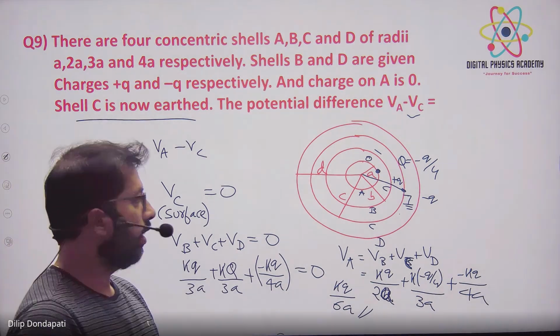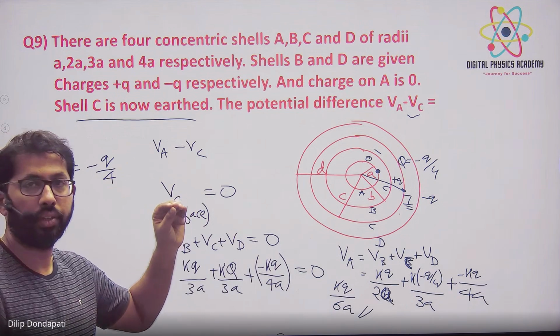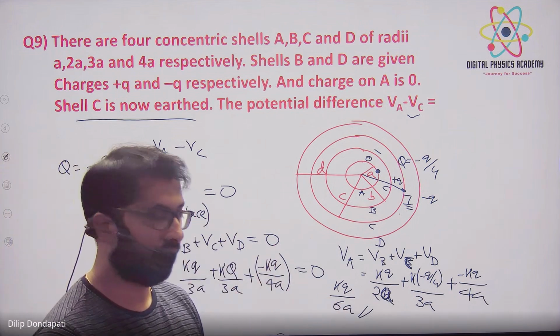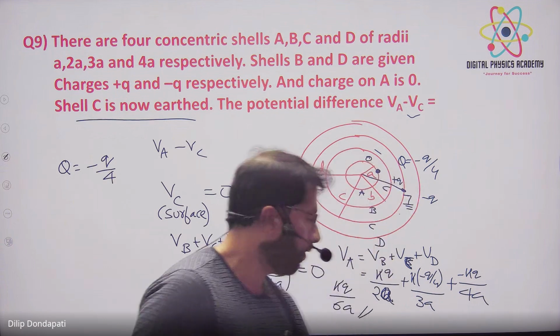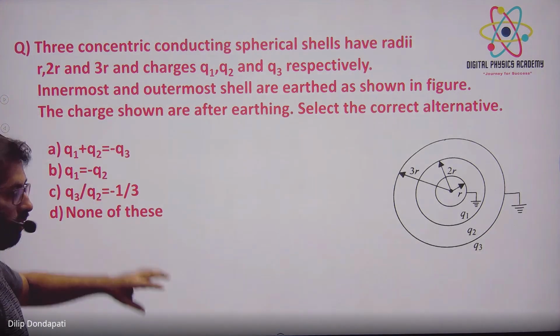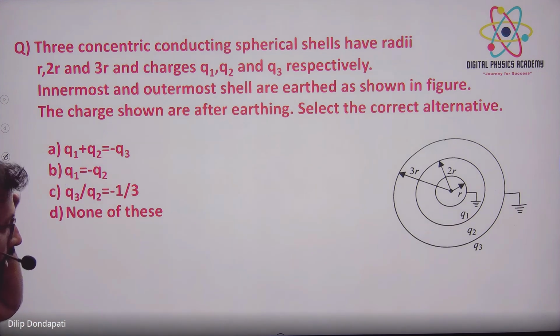So in earthing there is only one concept: the total potential at that point is 0, but the charge is not 0. Okay, the charge will be something, right? Let's go. Now we'll go for a new concept. Do this once; this is a JEE question. After this we will go to potential energy.